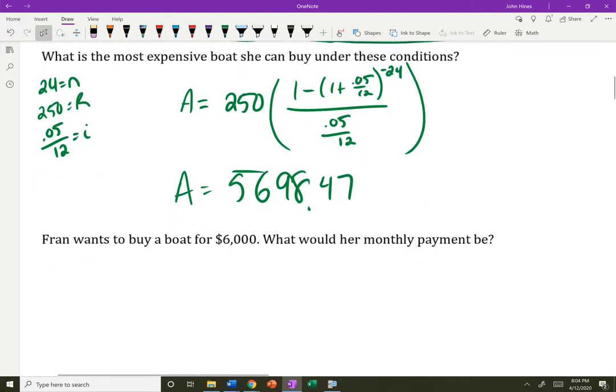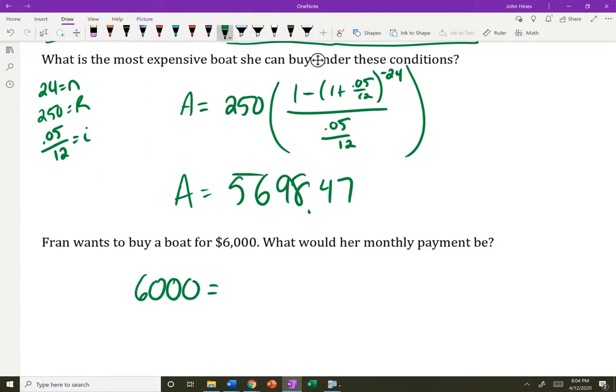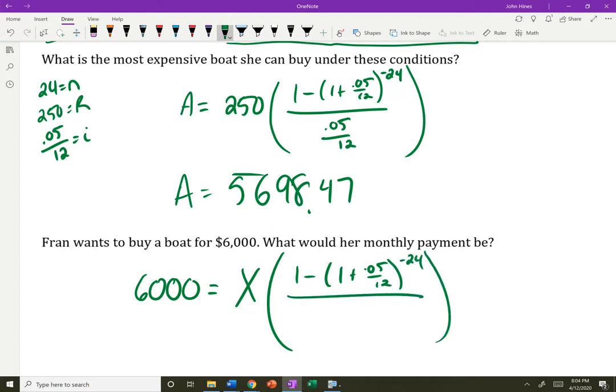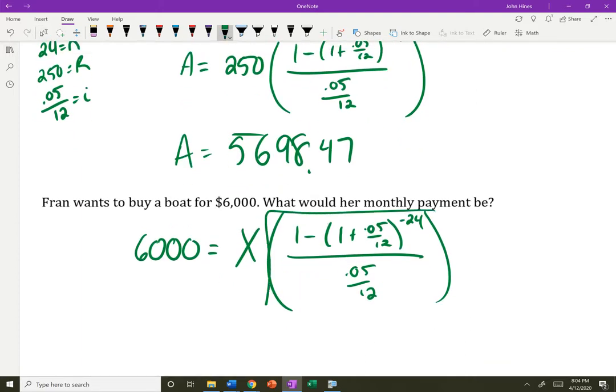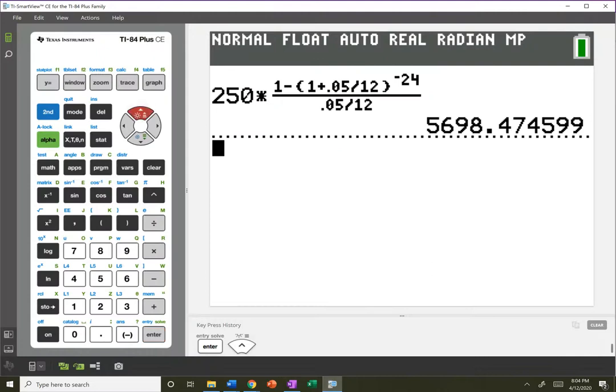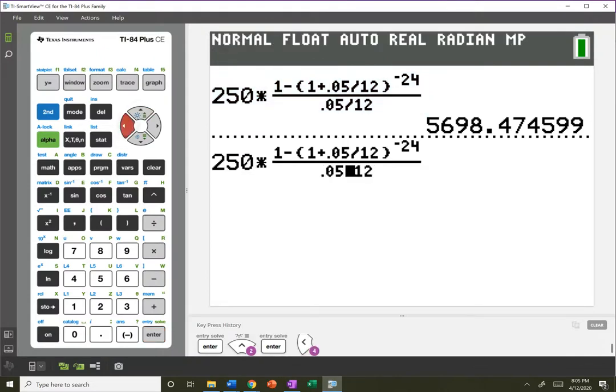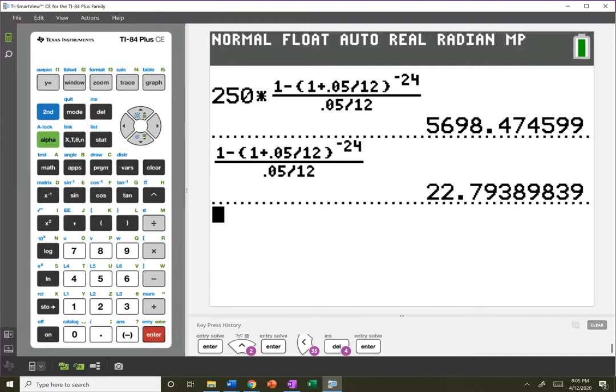So let's change that. Let's set it equal to $6,000. And we're going to figure out what that monthly payment is. We're going to make that our X. This whole fraction doesn't change. The only thing that changes here is we're now solving for this X. So this whole thing here is really just a number. Let's figure out what that number is. And I'm going to be lazy here and just delete. I could have probably had the whole thing typed already. That's what's sitting next to my X right now, is this 22.7938 blah, blah, blah.